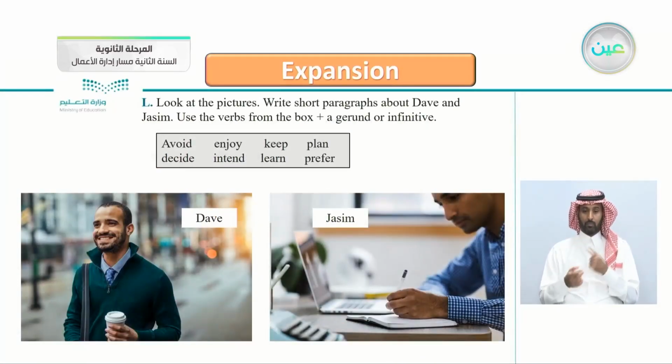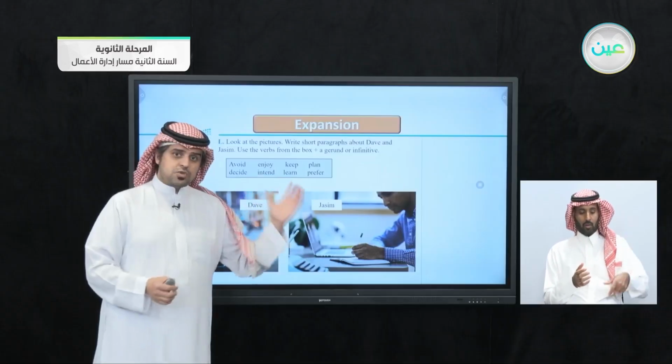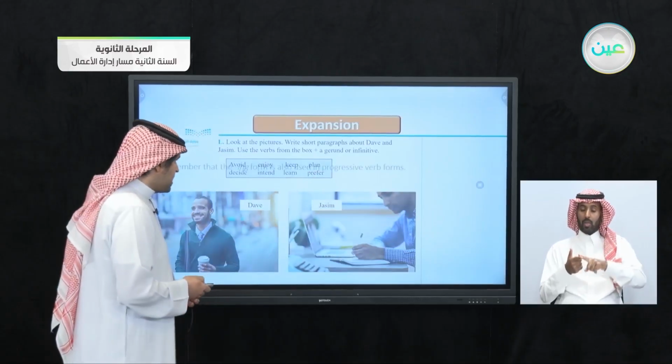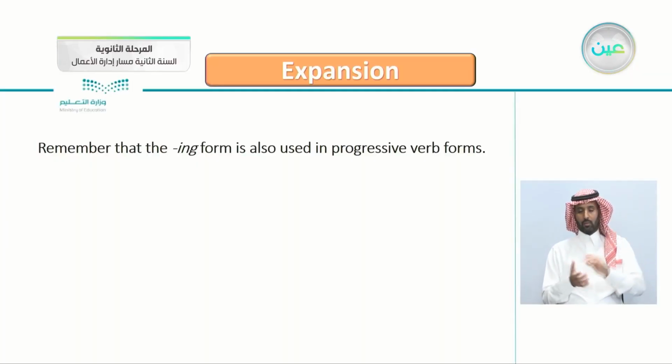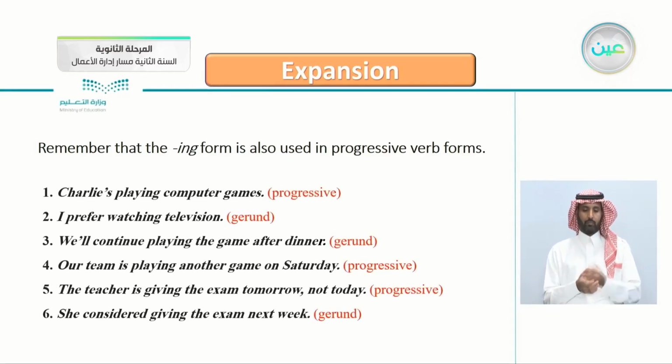So continuing here with the next exercise: look at the pictures and write a short paragraph about Dave and Jassim. Use the verbs from the box plus the gerund or infinitive. We have the verbs here: avoid, enjoy, keep, plan, prefer, learn, intend, and decide. You see the picture here, Dave and Jassim. You can choose whatever verb here plus the gerund. And remember that the ing form is also used in progressive verb forms. Charlie is playing computer games. This is progressive. I prefer watching. This is a gerund.